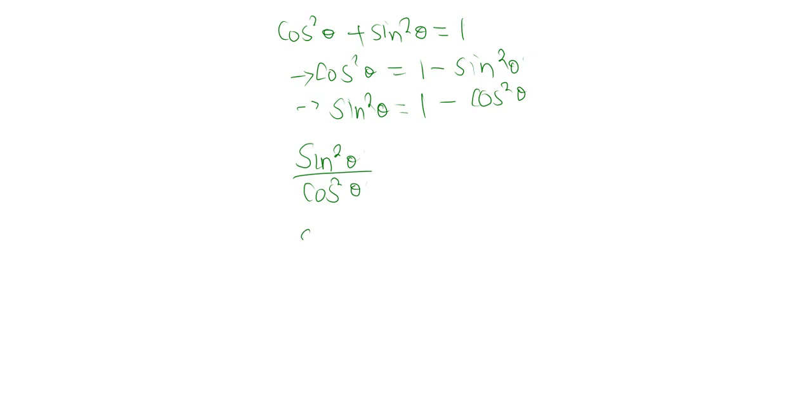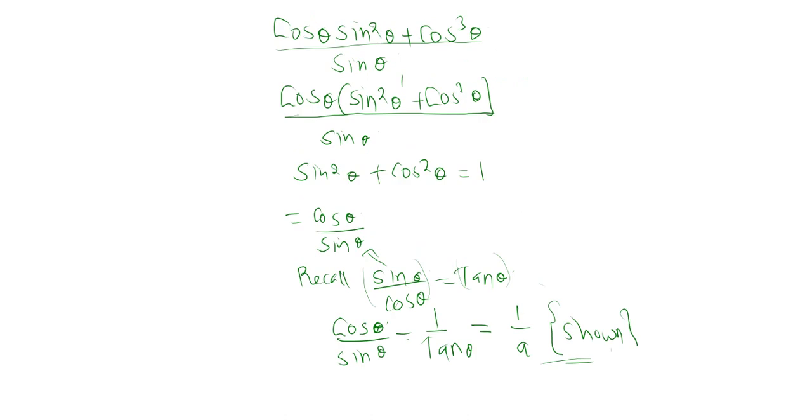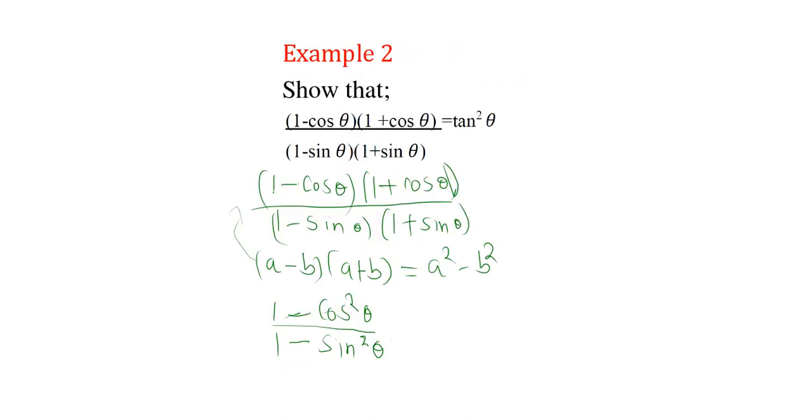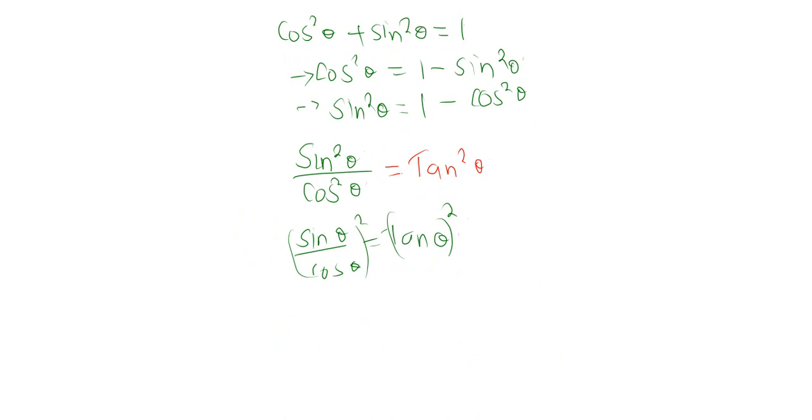Remember, sine theta over cosine theta is equal to tan theta, and therefore if we square this one, we also need to square the other side. So this implies that sine squared theta over cosine squared theta should be equal to tan squared theta, and that is what is in our right hand side. So we've already shown this. So this is shown.